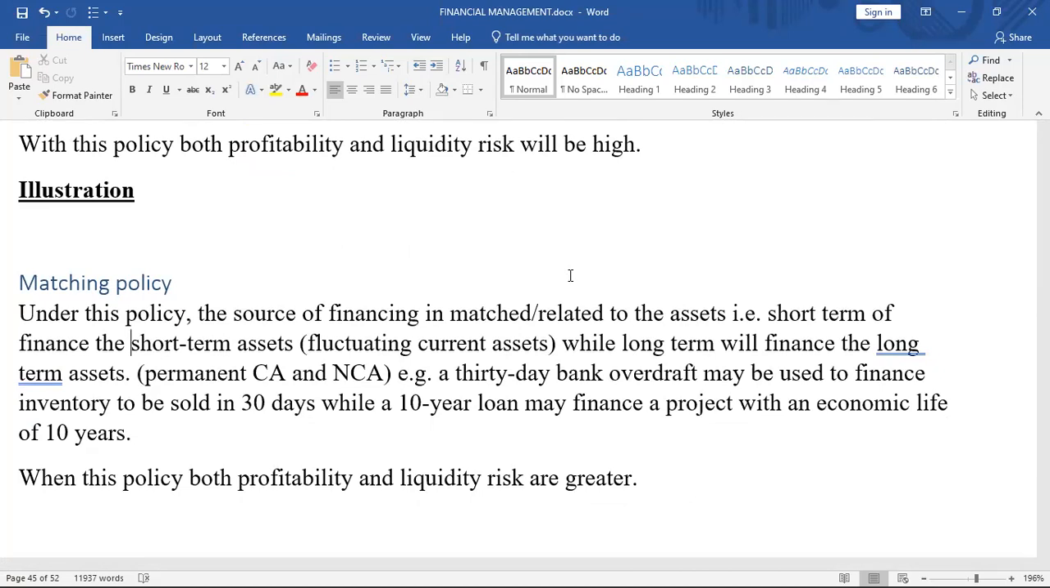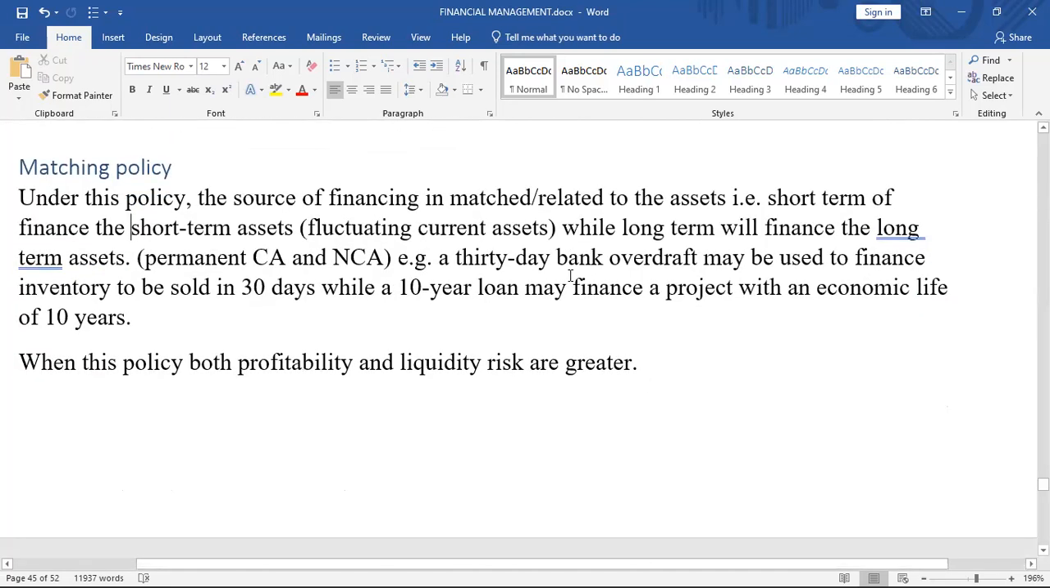So in this case, the short-term financing will be financing only the fluctuating current assets, whereas the permanent current assets and non-current assets will be financed by the long-term financing. For example, a 30-day bank overdraft may be used to finance inventory to be sold in 30 days, while a 10-year loan may be used to finance a project with an economic life of 10 years. You can take a bank overdraft to finance the fluctuating assets, but use a long-term loan of 10 years to finance your permanent current assets together with non-current assets.